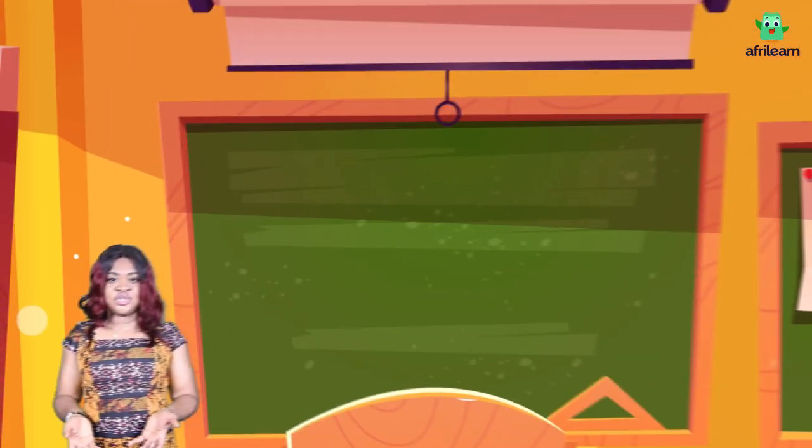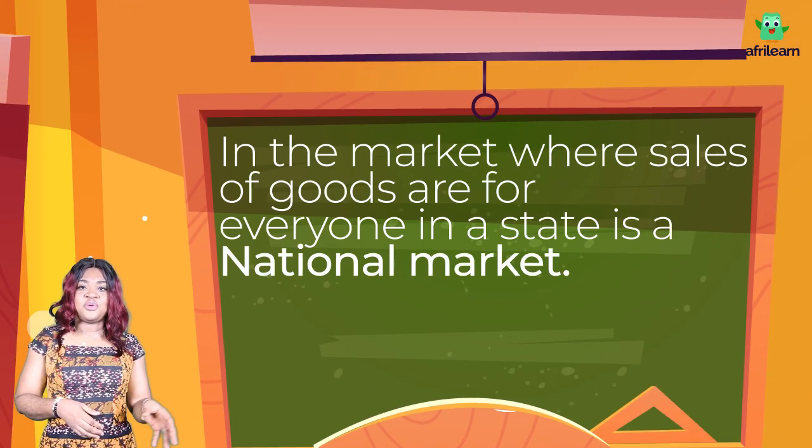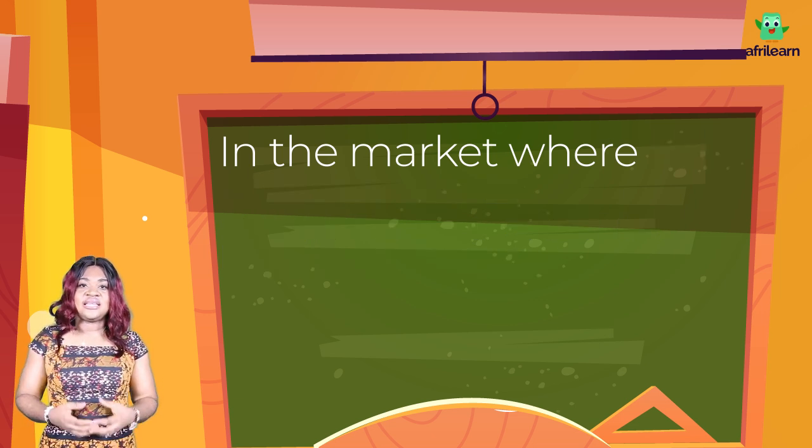But English books and other general books can be used by everyone in the country, since the English language is a general language in Nigeria. The market where goods are sold for everyone in the country is a national market. So what they sell in national markets are general items that can be used all over the country.